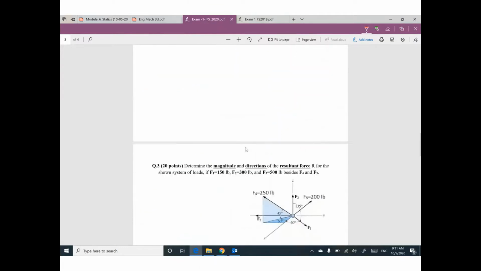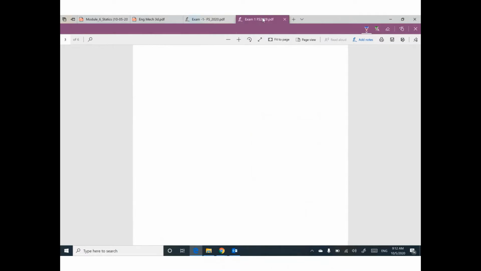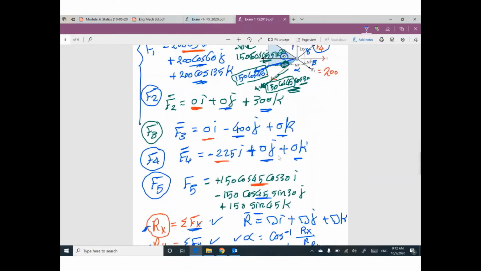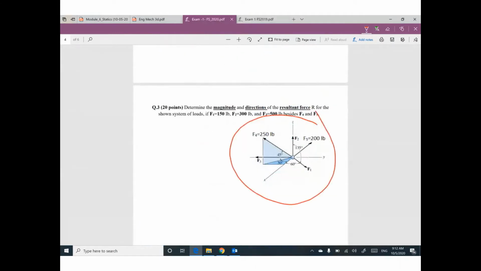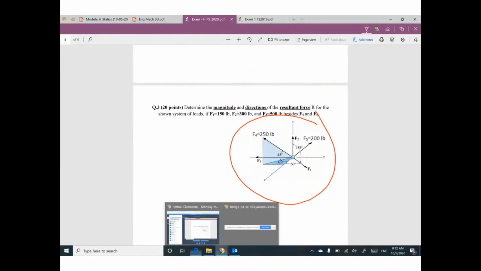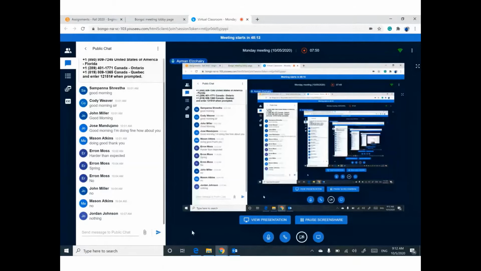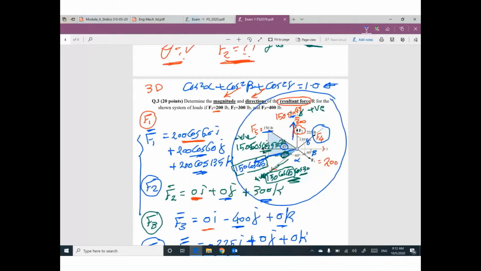What about this one? Question number 3. Oh my goodness. Can you watch? Problem number 3. The same problem. What is the difference between this one and this one? Can anybody tell me? Guys, are you listening to me? What is the difference between this problem in the real exam on October 2nd and that problem I covered on September 30 in the review session?